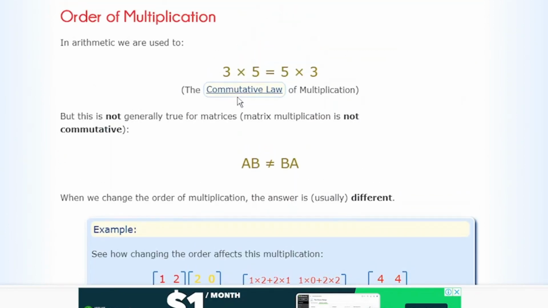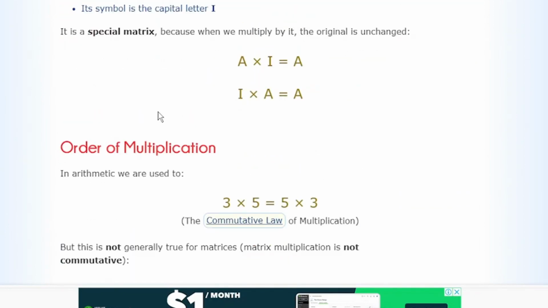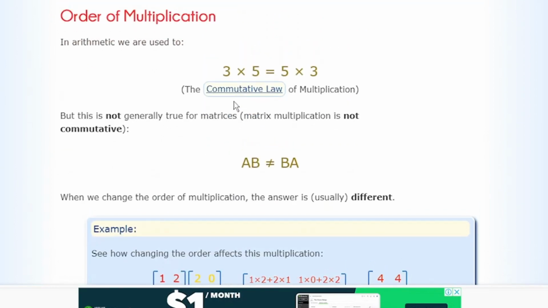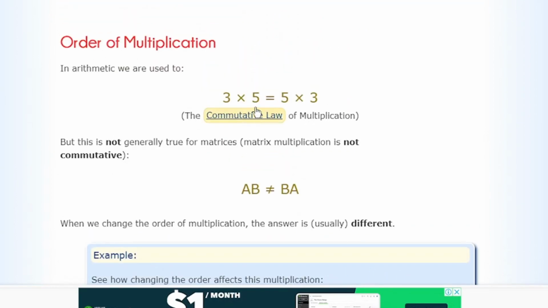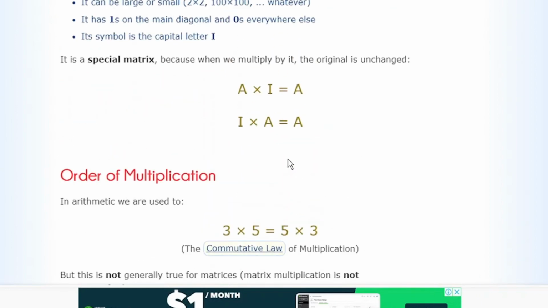Last thing to know about matrix multiplication is that unlike normal multiplication, matrix multiplication is not commutative. 3 times 5 is equal to 15. 5 times 3 is still 15. The order doesn't matter. But in matrix multiplication, the order does matter. Matrix A multiplied by matrix B is not equal to B multiplied by A. And that's because of the way it works. It's rows multiplied by columns.